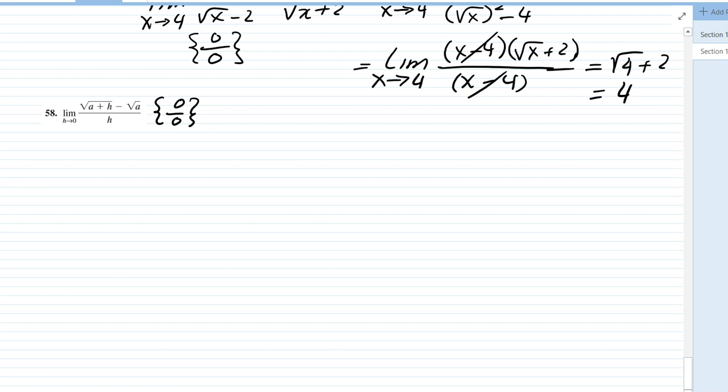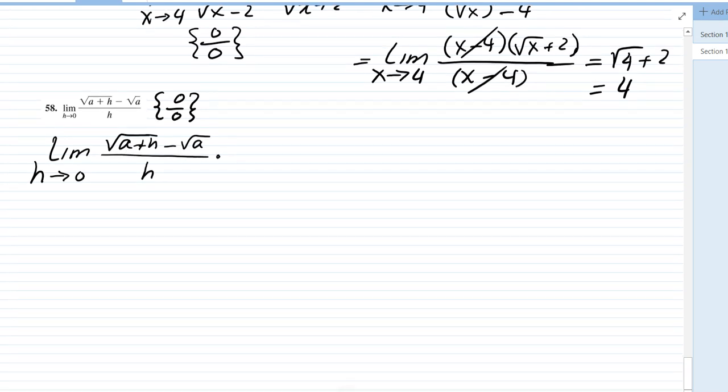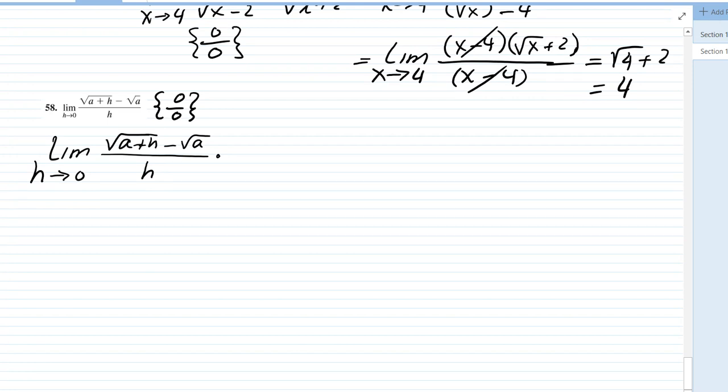Now, and this is the reason I picked this one, we will look at this one actually in chapter 3, I believe. Maybe in chapter 2. Okay, so again, I'm going to multiply by the conjugate. The limit as h approaches 0 of square root of a plus h minus square root of a divided by h. Now the conjugate of the numerator is going to be square root of a plus h plus square root of a, and that's root a plus h plus root a.